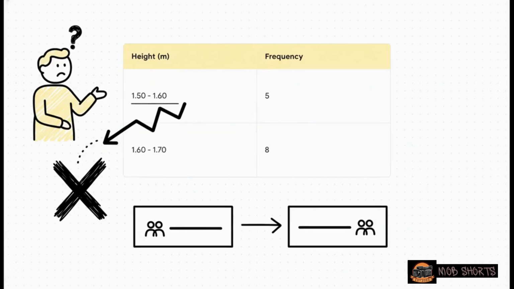Now let's focus on this slide for a moment, because it shows the single most common mistake that learners make every single year. Look at these class intervals. The first one ends at 1.60, and the very next one starts at 1.60. So my question to you is, if a learner is exactly 1.60 meters tall, where do you put them? In the first row? The second? It's confusing, and that makes the whole table invalid. Your intervals have to be clearly separated, like 1.50 to 1.59, and then the next one starting at 1.60 to 1.69.